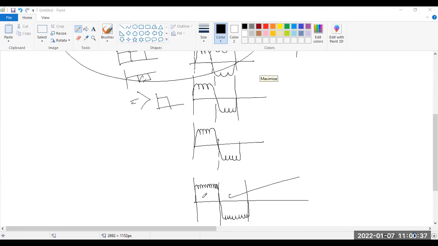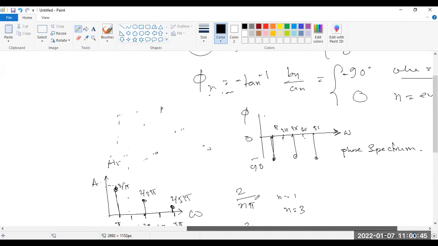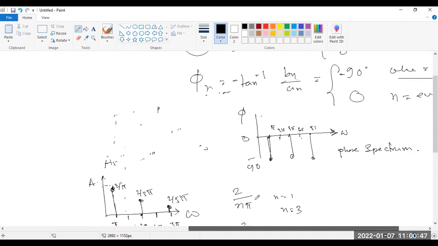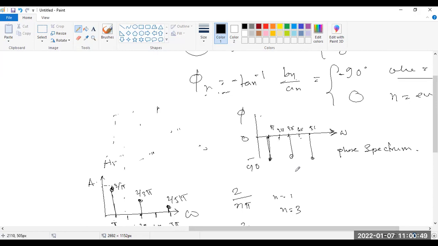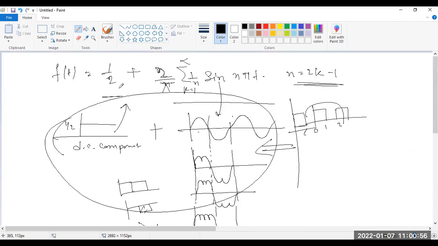Yes, sir. Yes, yes, tell me. At the beginning of the solution, you took T equal to 2. From where did that 2 come? Where? Here. So at the very beginning.